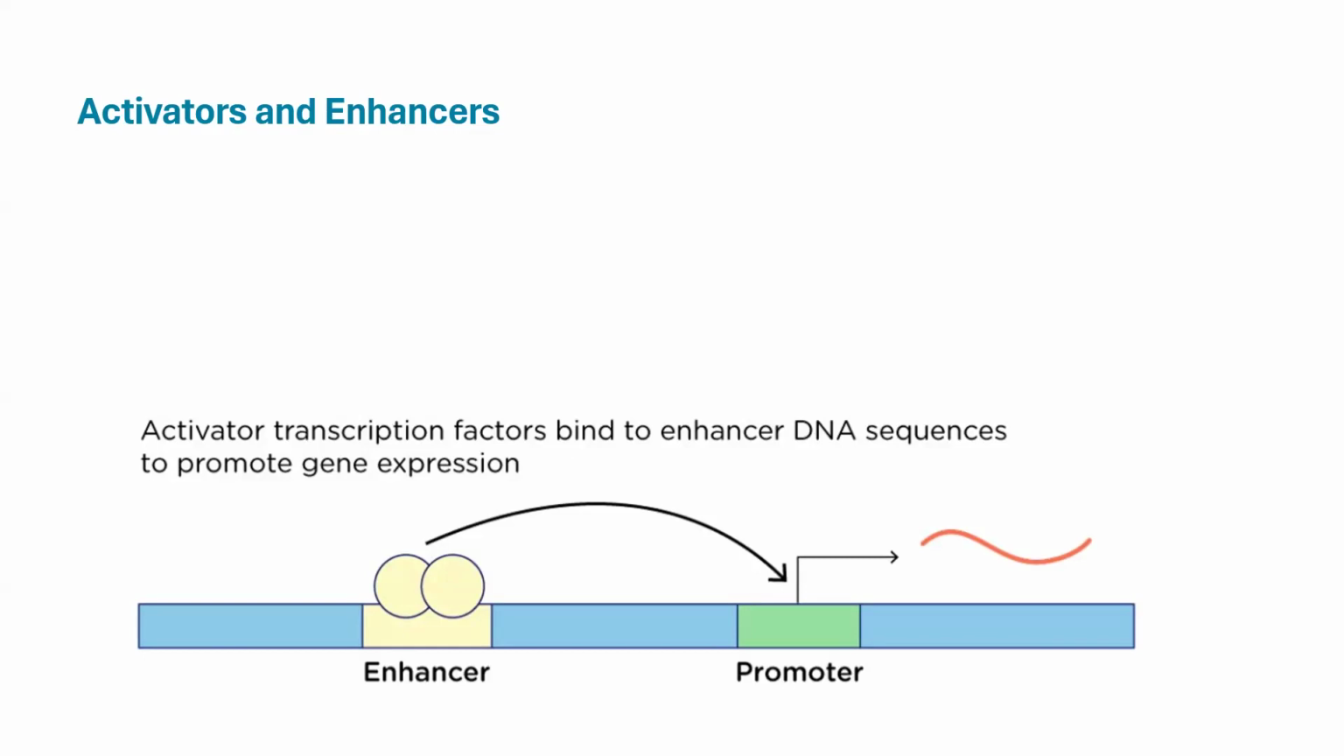So activators are going to bind to an enhancer site. These sites are going to be upstream of your promoter, and they are going to help promote gene expression. And so if we look at this little cartoon down here, we have the promoter downstream, we have an enhancer site here, we have two activators binding to that enhancer site. It's ultimately going to increase transcription.